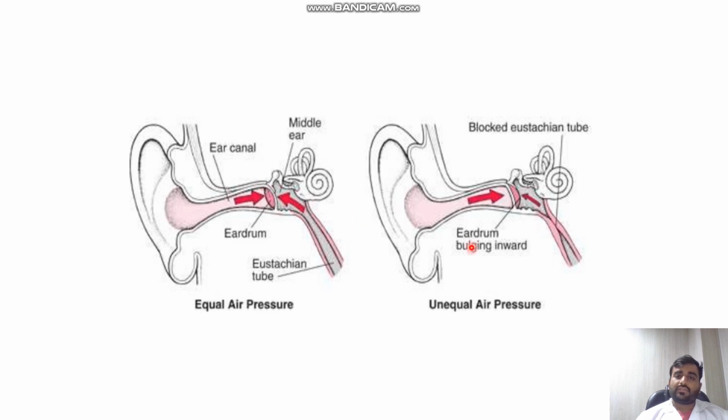Now we are saying there is a blockage of the Eustachian tube. So the blockage creates negative middle ear pressure, with the drum bulging inward, and that will lead to a retraction pocket, cholesteatoma formation, and otitis media with effusion. This is the main consequence if there is any tubal blockage.